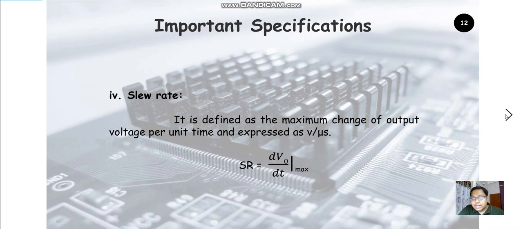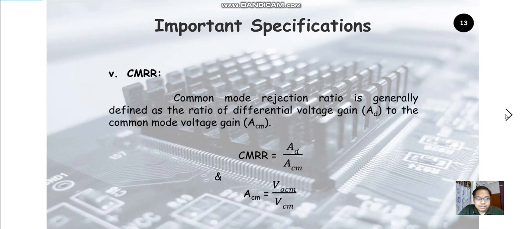If you talk about slew rate, it is very important. You need to find this ratio very often, in order to obtain the maximum change of the output voltage per unit time, and the unit is volt per microsecond. If you talk about CMRR, it is the common mode rejection ratio. From the equation itself, it is clear that it is the ratio of AD by ACM. What is that? That is the differential voltage gain to the common mode voltage gain.